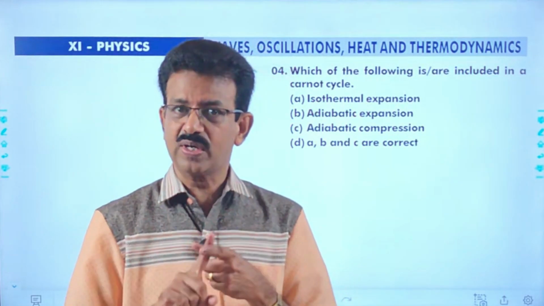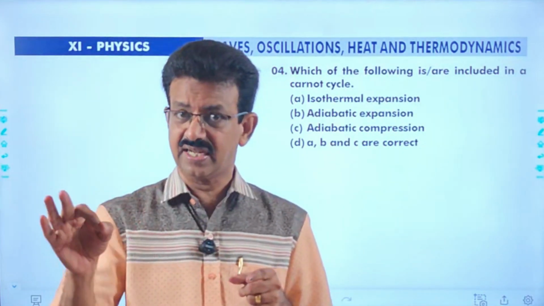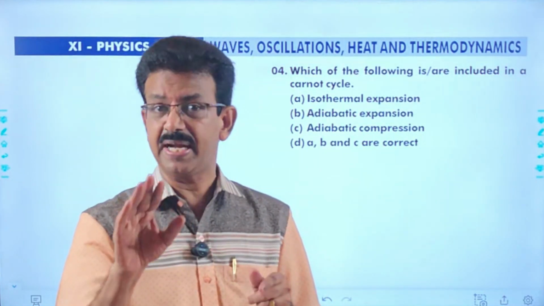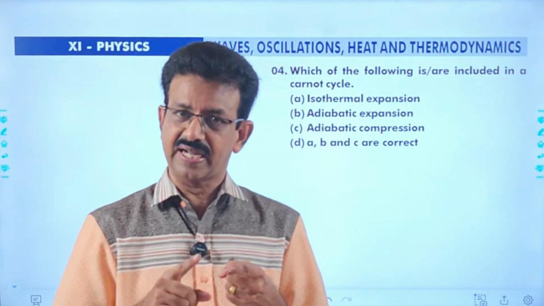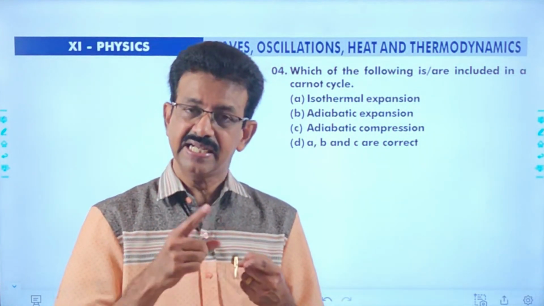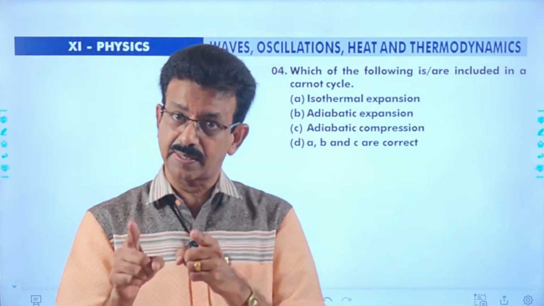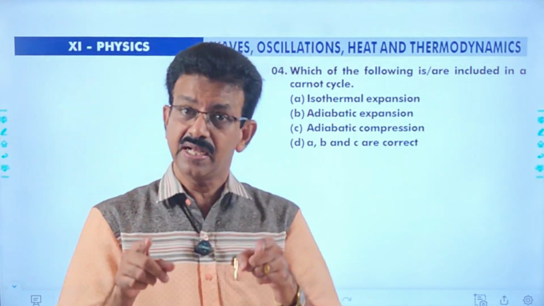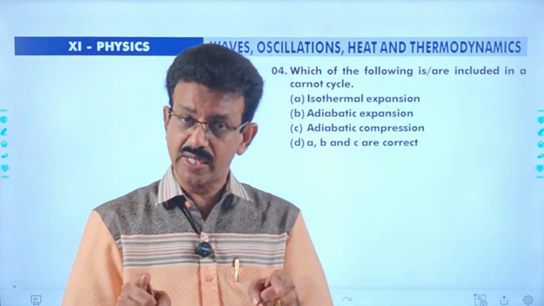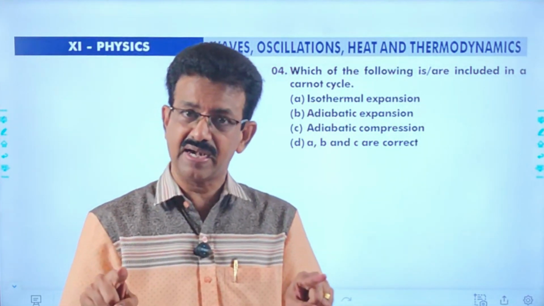Here, the Carnot engine is an idealized heat engine which can never be made practical. The different parts of a Carnot engine are the source, the sink, then the working substance, that is the substance to be taken inside the cylinder with a frictionless piston. The side wall is perfectly insulated and the base is perfectly conducting.